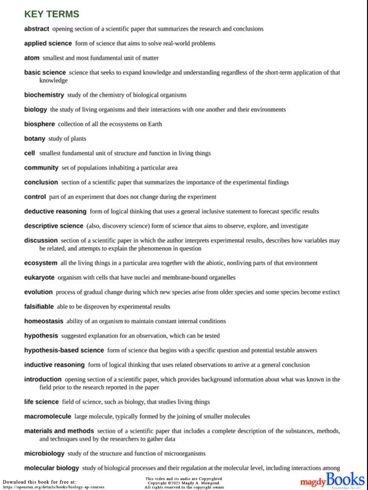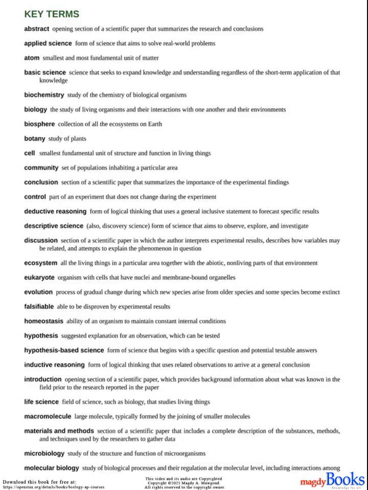14. Descriptive science, also discovery science. Form of science that aims to observe, explore, and investigate. 15. Discussion. Section of a scientific paper in which the author interprets experimental results, describes how variables may be related, and attempts to explain the phenomenon in question. 16. Ecosystem. All the living things in a particular area together with the abiotic, non-living parts of that environment.